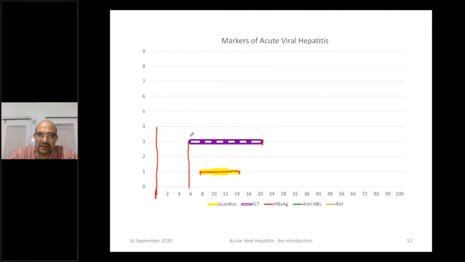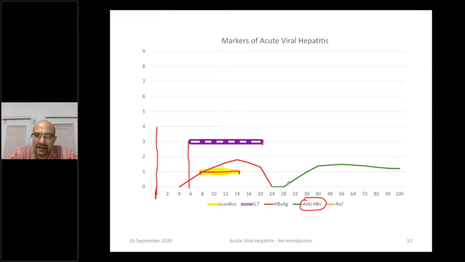So between the 6th and 20th week, you find ALT and AST are high. What happens to HBs antigen? You see the rise of HBs antigen. It starts in about the 4th week, and by the 24th week, that is 6 months, so from the 1st month to about the 6th month, HBs antigen is detectable in the serum. By the 6th month, the HBs antigen is negative, and now we start getting the anti-HBs antibodies.